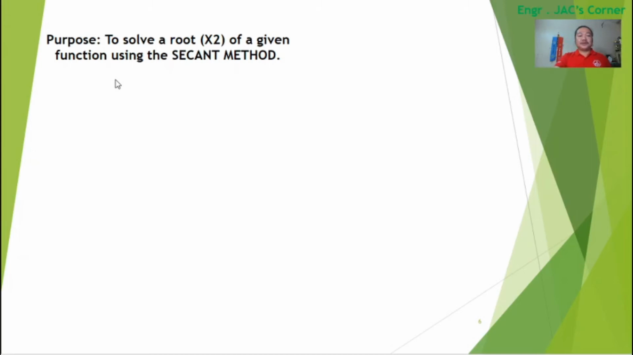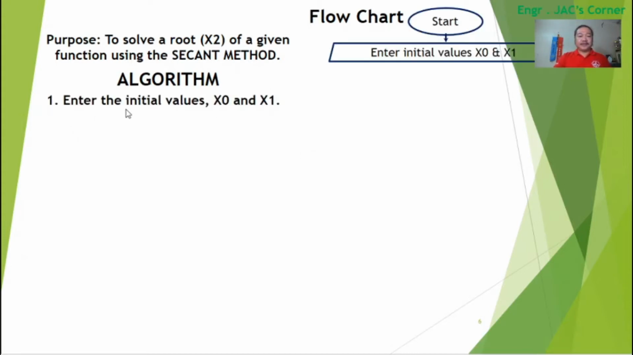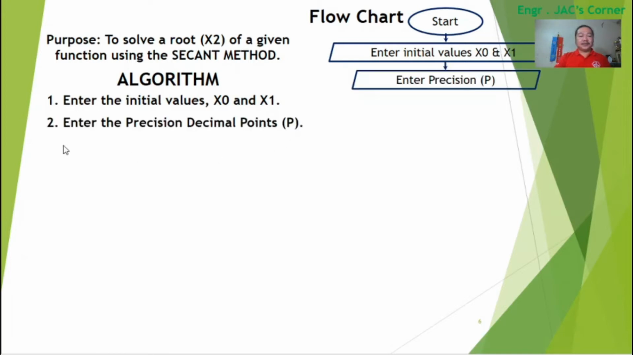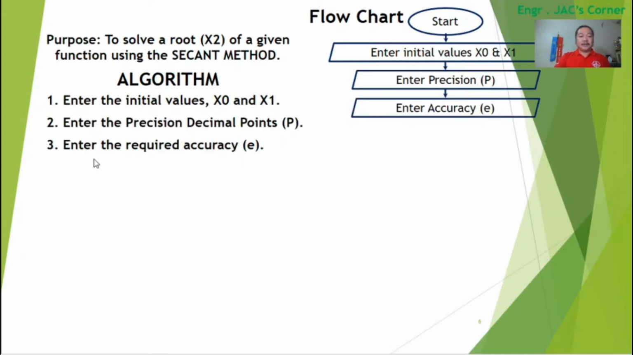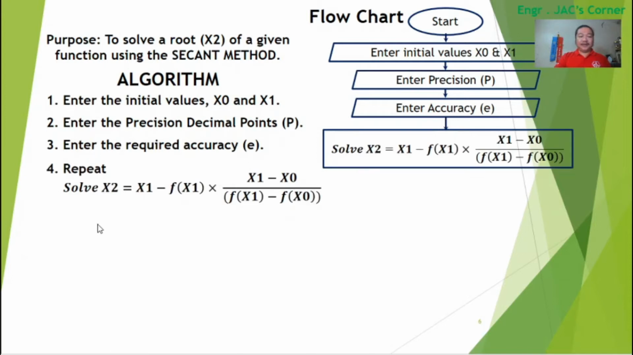Okay. The purpose of the C++ program is to solve for a root x sub 2 of a given function using the secant method. Let's discuss the algorithm and the flowchart simultaneously. We will start by entering the initial values x0 and x1, entering the precision p and the accuracy e, and we will begin the loop. Okay, so x2 is equal to x sub 1 minus f of x sub 1 times the value of the initial x sub 1 minus x sub 0, divided by the difference of f of x sub 1 minus f of x sub 0.